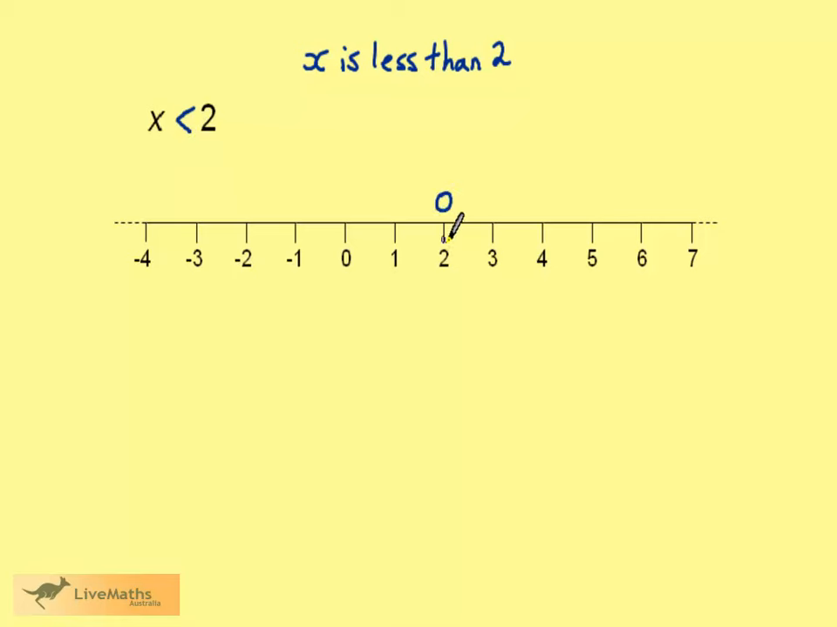We put a blank circle at 2 and an arrow extending to the left. This indicates that x could be any value less than 2, but it can't be 2 itself because the blank circle says that 2 is not included.